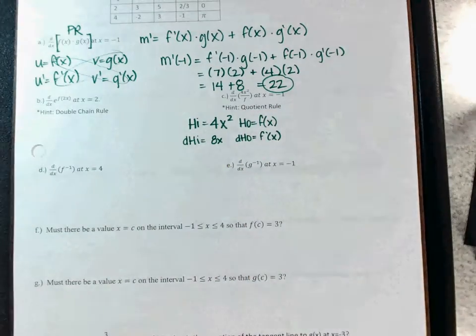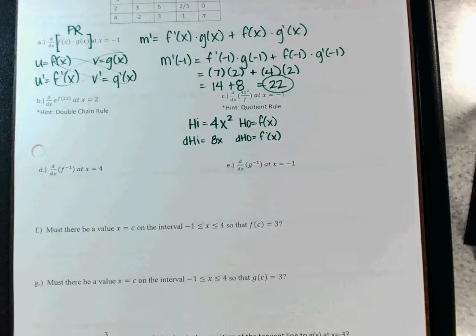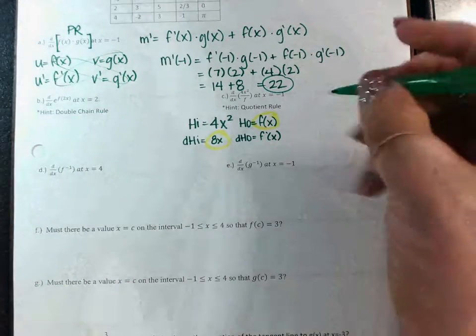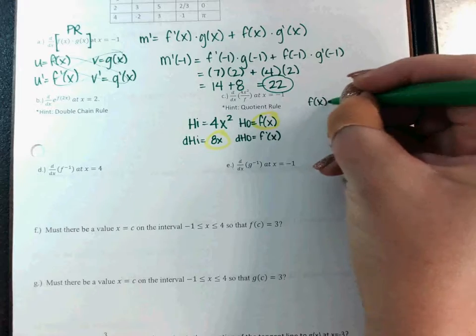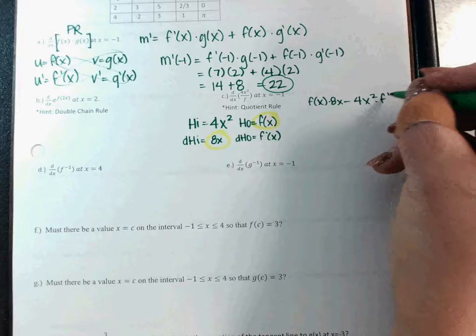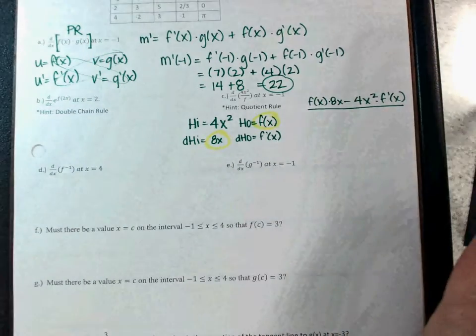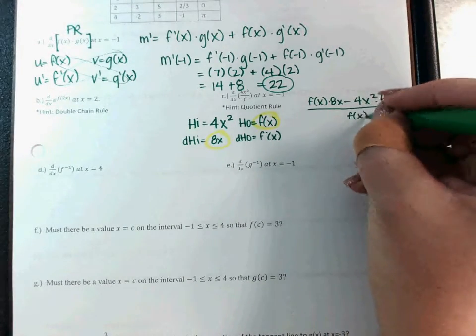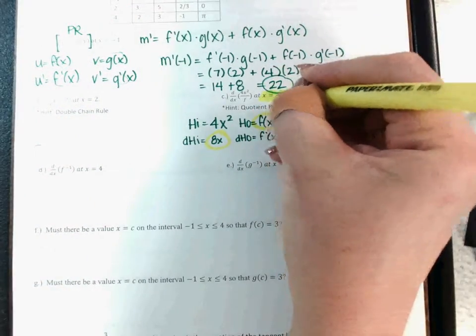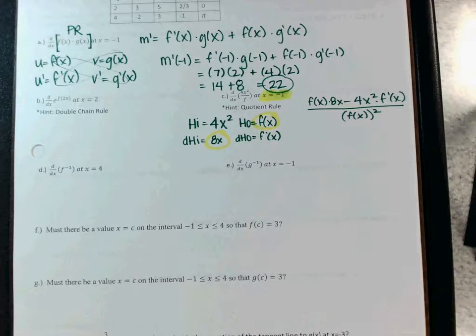And then from there, I would take the derivative. Remember, it's ho d high minus high d ho. So ho d high comes first. So f of x and then 8x minus high d ho would be 4x squared, f prime of x, then over ho squared, which is f of x squared. And then from there, just like last time, I'm plugging in the x value that they've given me. They've told me again that x is -1. So now I'm going to plug that in.